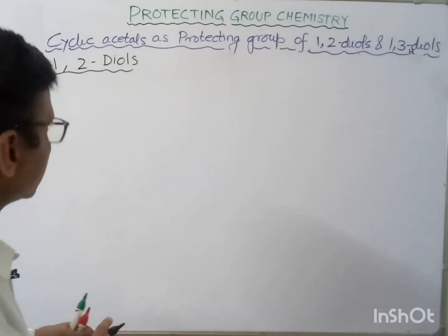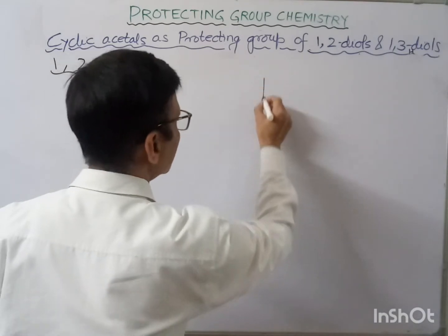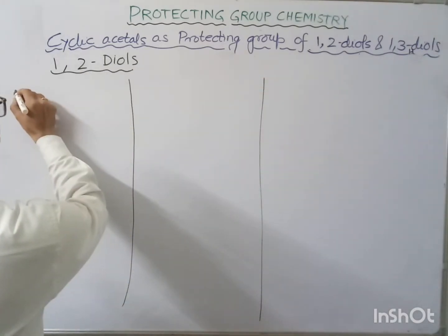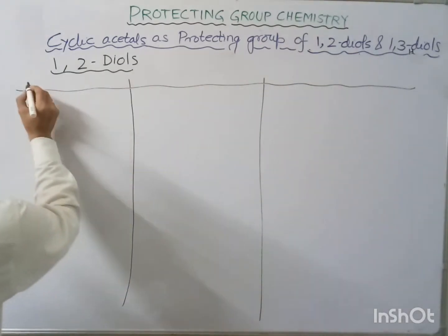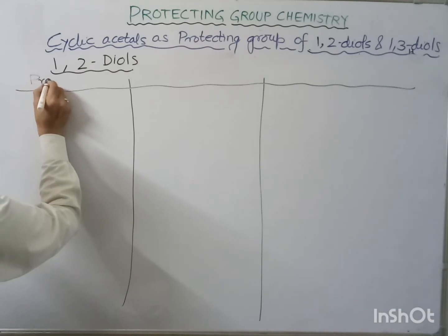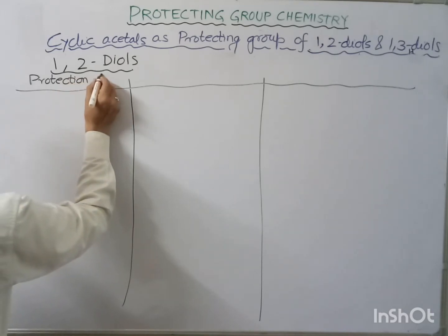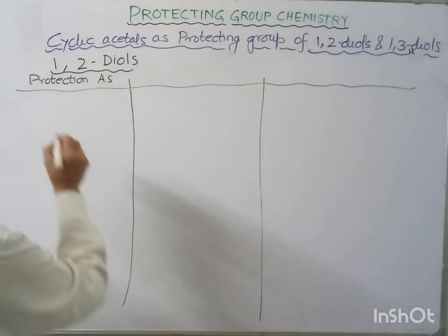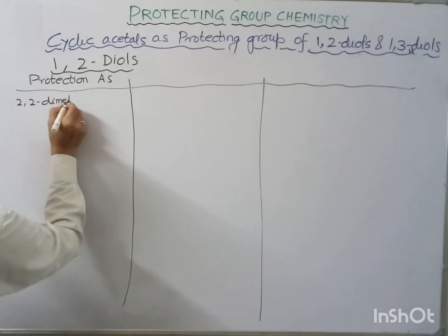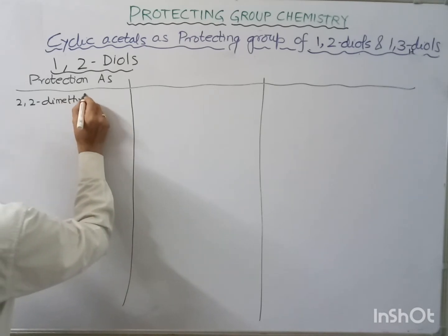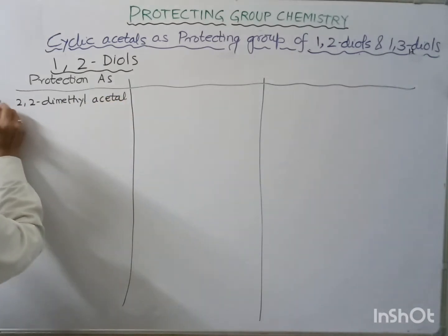Okay. So let's summarize the different ways by which we can convert 1,2 diols into cyclic acetals. So protection as, we can protect this 1,2 diol as a 2,2 dimethyl acetal. Okay, so this is one of the ways.